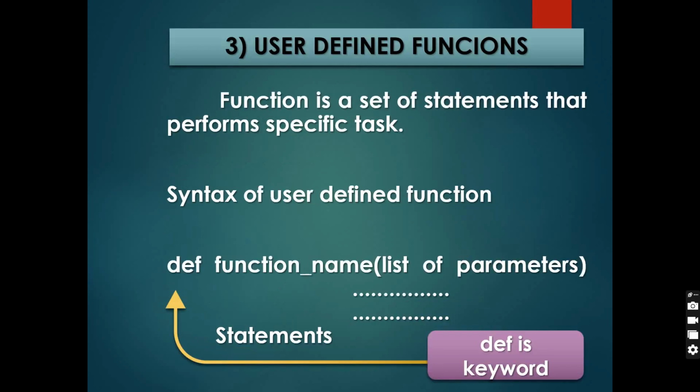Okay. So one more thing is user-defined functions. So what are user-defined functions? We have a definition, the name of the function, and the list of the parameters. So what is def here? It is a keyword. Def stands for definition, followed by the function name and the list of the parameters, and these are nothing but the statements. A function is a set of statements that perform a specific task. So def is a keyword that is used to define the function, the name of the function, followed by the list of the parameters, and these are the statements here.